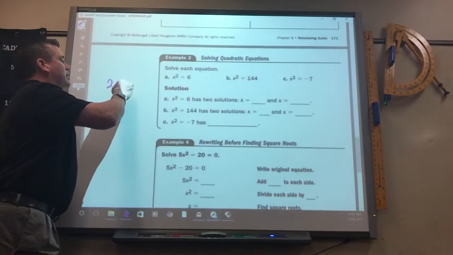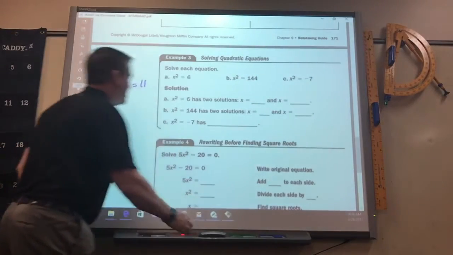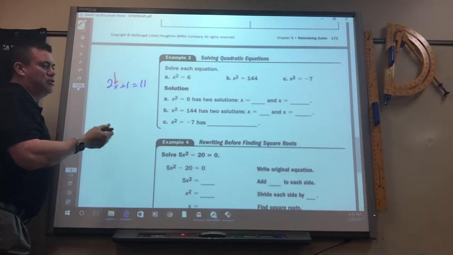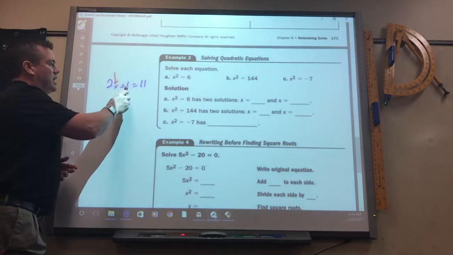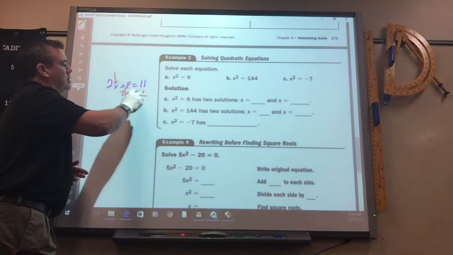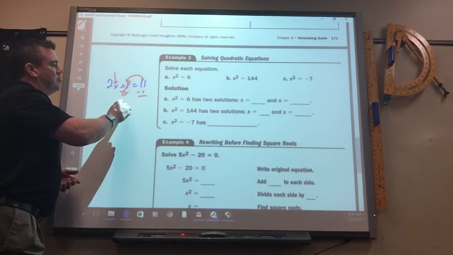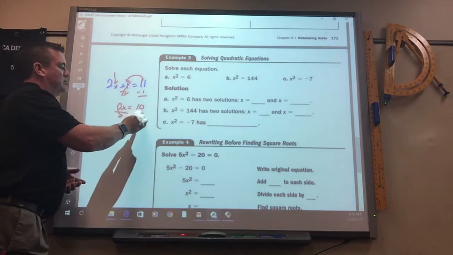Just like when you solve a regular equation, the rule is the same. You got to get the letter by itself. So you do the opposite to get rid of all the numbers that are on the same side. To get rid of a plus 1, you got to subtract 1. These are like terms, so you can combine them. That's why you do that. And then to get rid of a 2 times, you divide by 2.